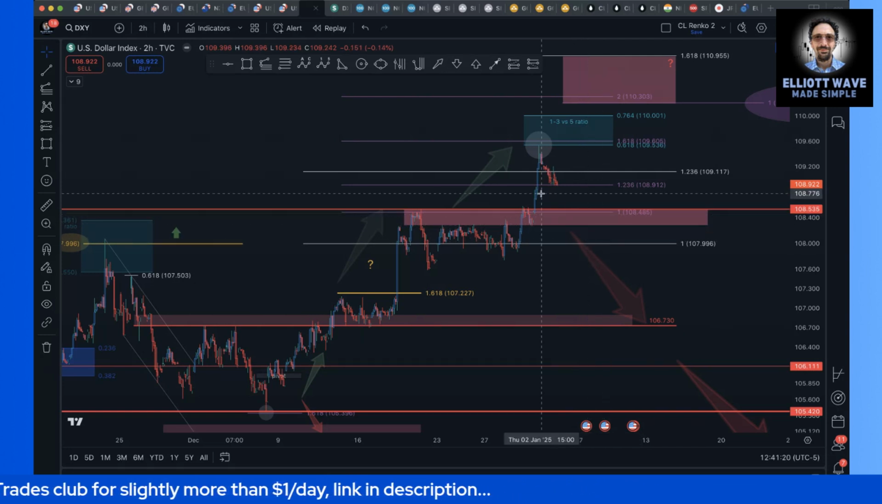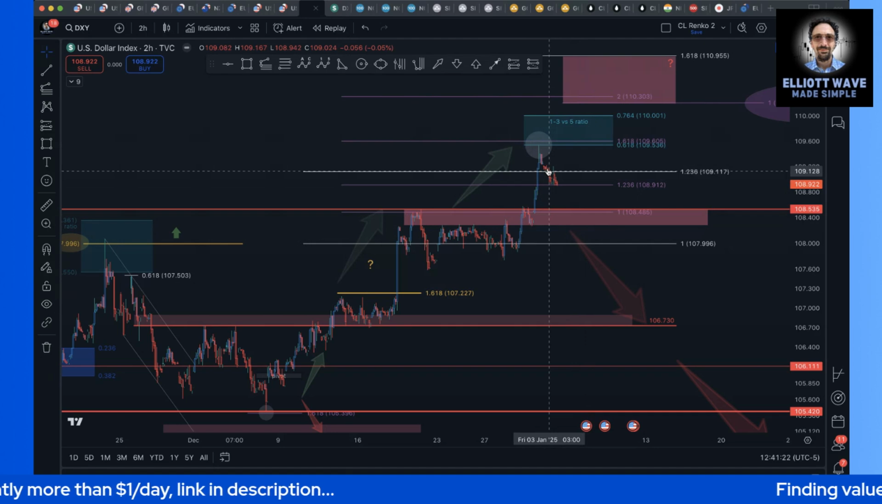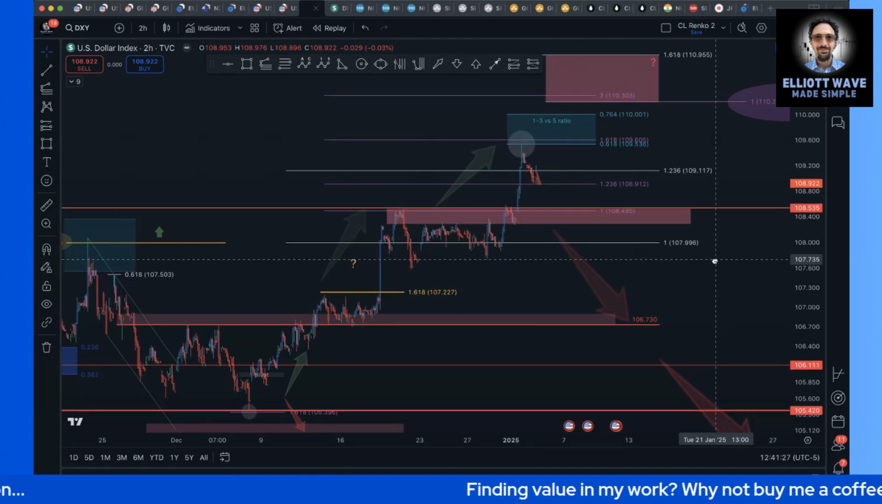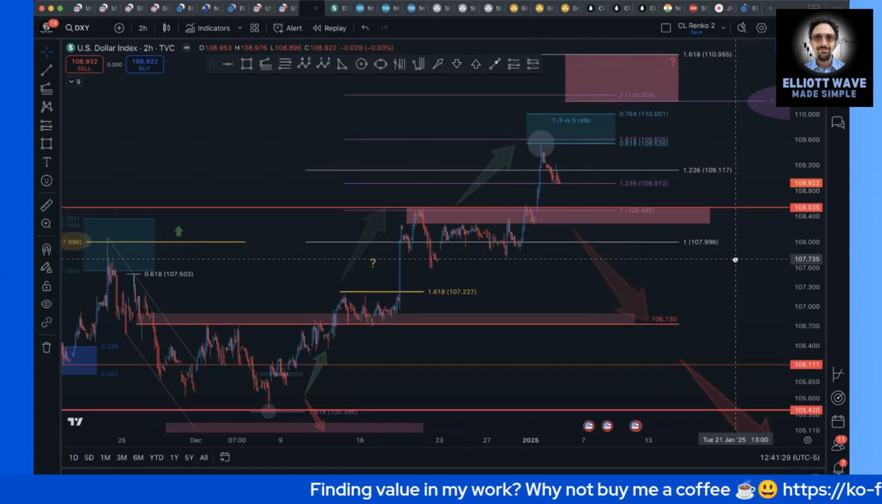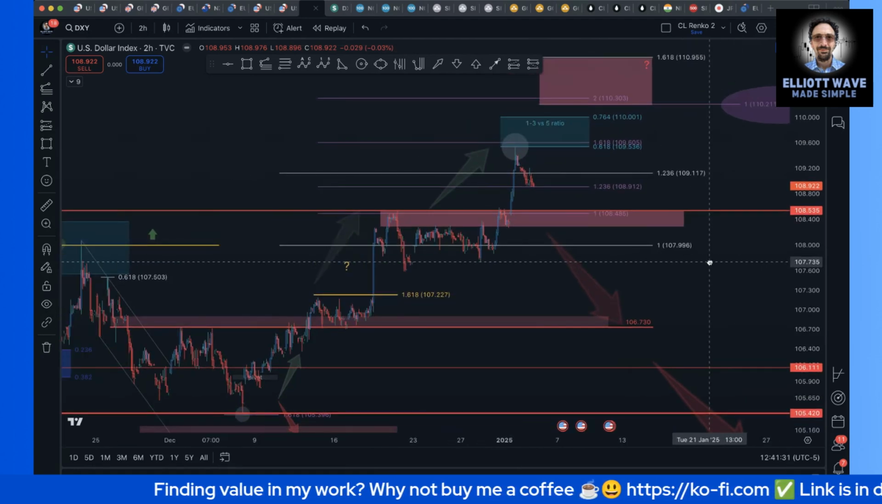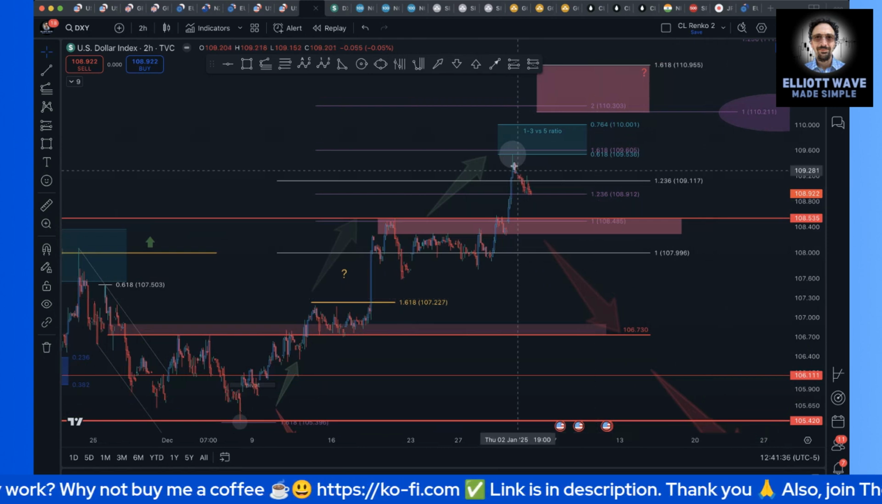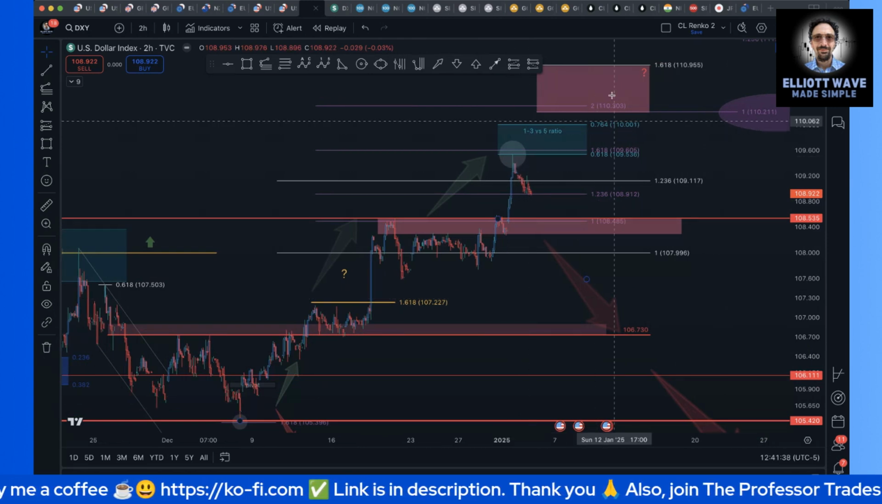But I'm going to dial this in on the lower time frames. If it continues to come lower, I'm going to dial it in and give guidance inside of the room. That's what I'll be doing all week long. If you're a member of the club, the Professor Trades Club, you're going to get this guidance. Okay, because if this isn't the top, then there's a couple other ideas right in here.